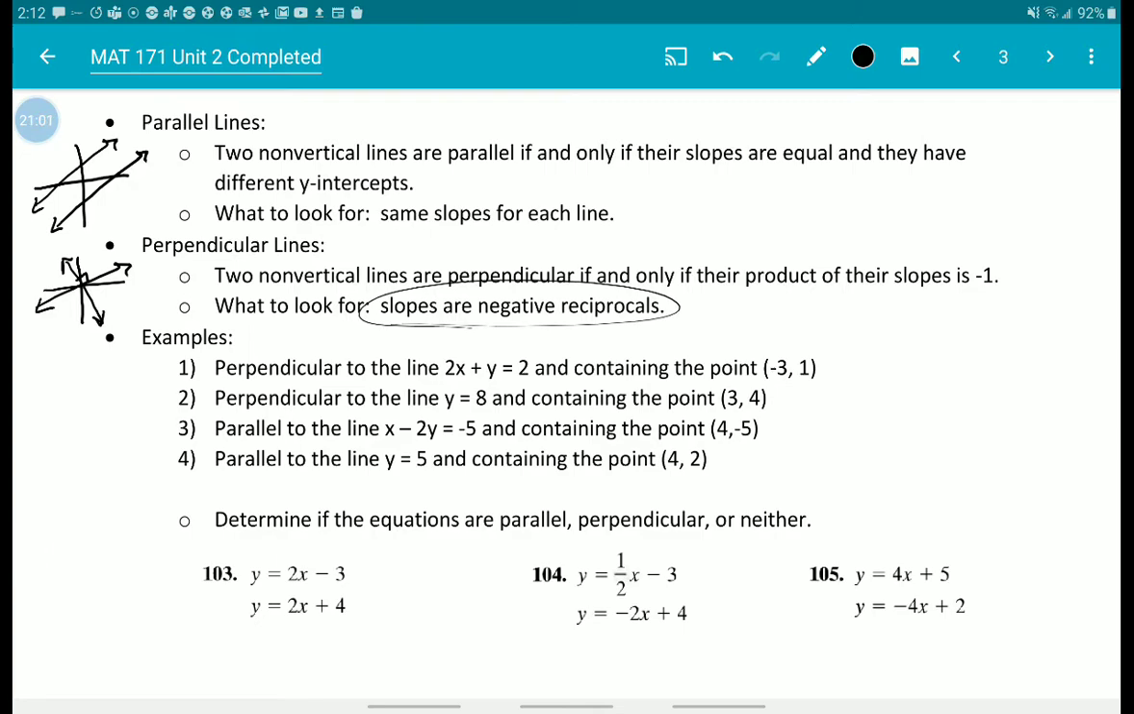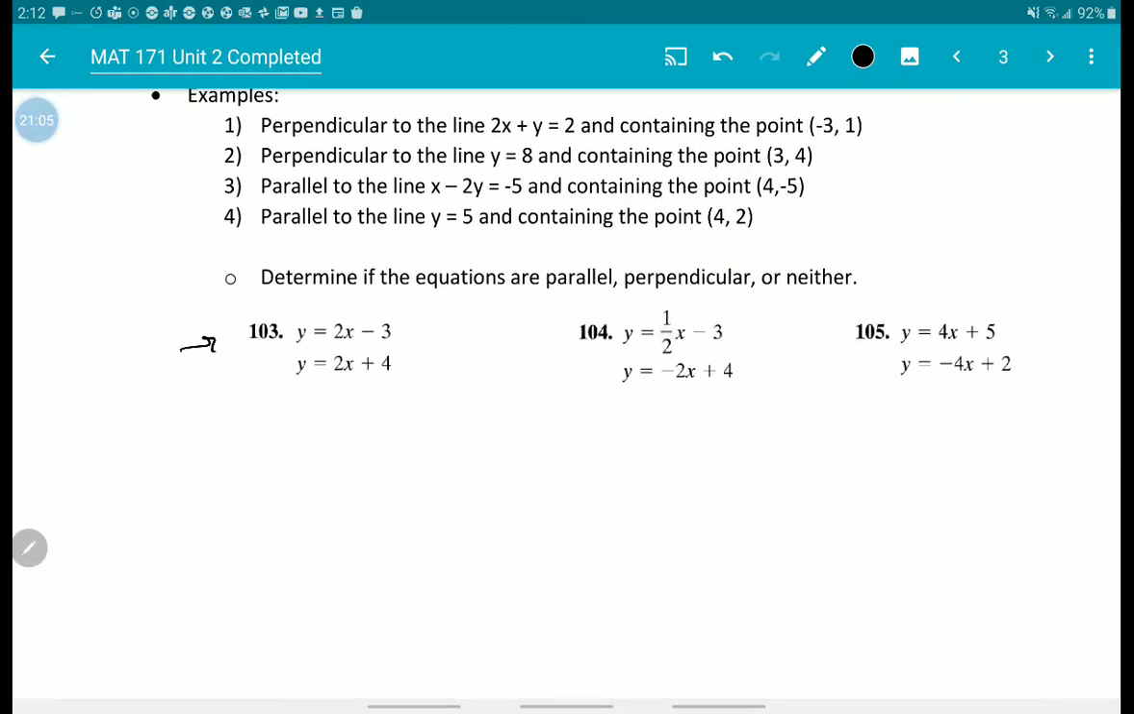So I want to play with these ideas, and I want to move down to 103. Let's look at the slopes of these lines. If we look at that first one, the slope of that line is 2. The slope of the second line is 2. So since the slopes are the same, then they are parallel lines. If we were to graph these, we would see that they're never going to cross each other. Now I encourage you to graph these in your calculator or in Desmos.